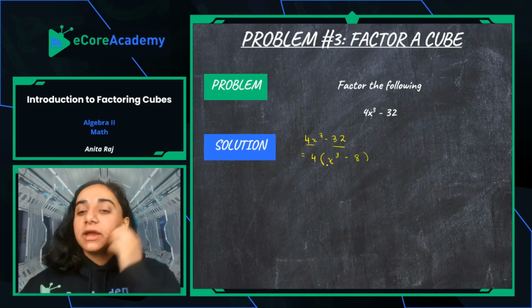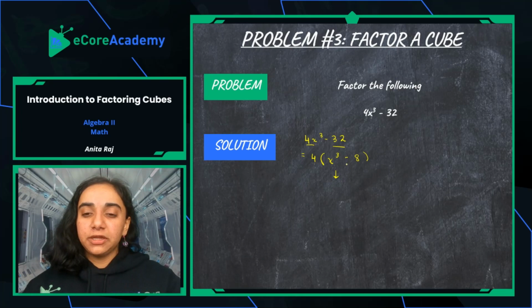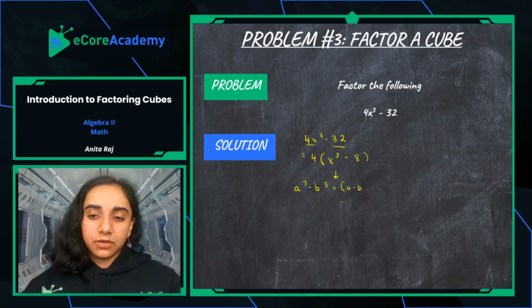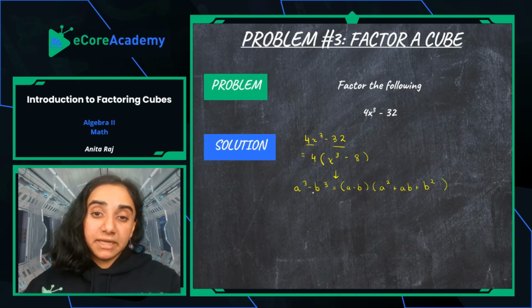All right, so let's get right into this. First, what we want to do is write out what formula we're going to use. This is a minus sign here, so we're going to be using difference of cubes. So a cubed minus b cubed is equal to a minus b times a squared plus ab plus b squared. Again, just going to have to memorize that. Let's identify what our a cubed term is and our b cubed term is.